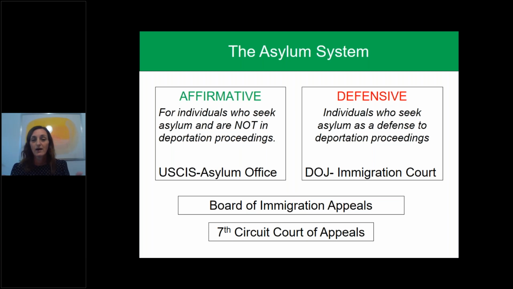And after they present their asylum cases in immigration court, if they are unsuccessful there, then they will appeal up to the next level, which is the Board of Immigration Appeals. And again, if they aren't successful there, they have an opportunity to petition the Seventh Circuit to see if the Seventh Circuit will take their case.